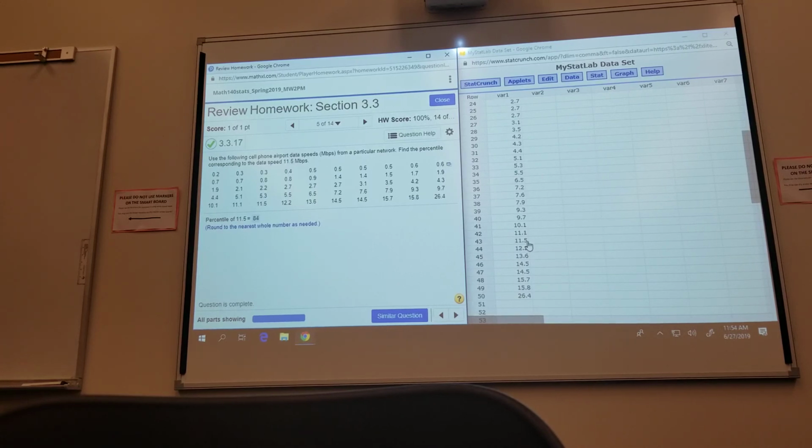So, in order to find the percentile, you have to do the amount of numbers before the value divided by total numbers. What are you laughing at? Sheila's face, sorry. What'd I do?